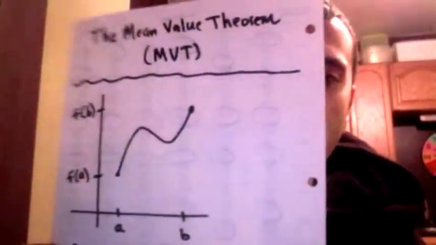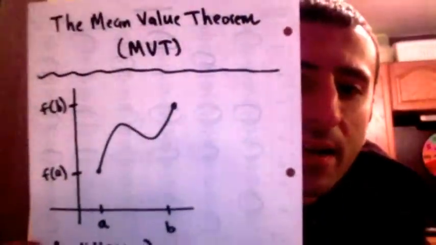Alright, first one, here it is. This is called the mean value theorem. So I've drawn you a little picture, so I think it'll help if you draw this. So from now on, I'm going to call this the MVT.